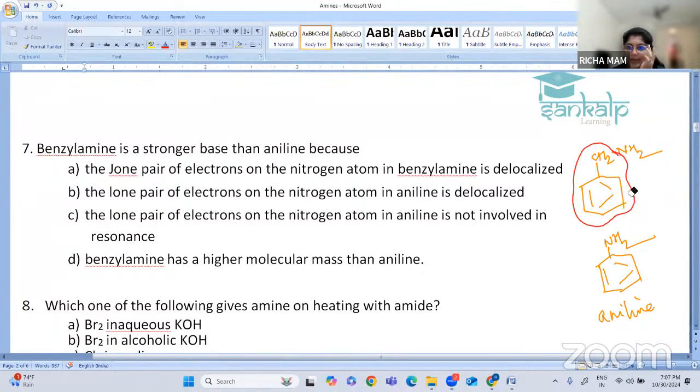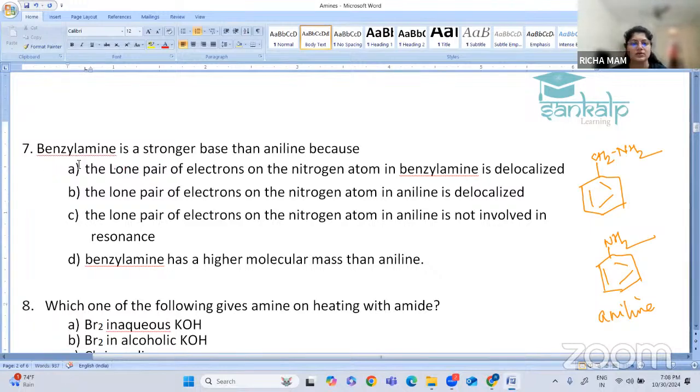Benzylamine is a stronger base than aniline. What is the reason?